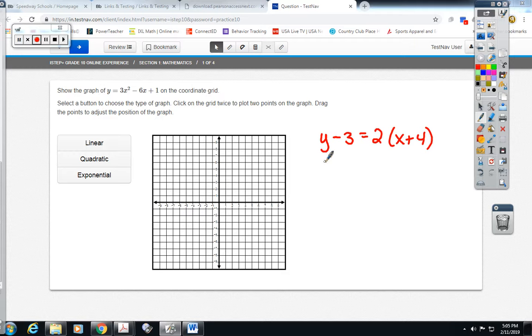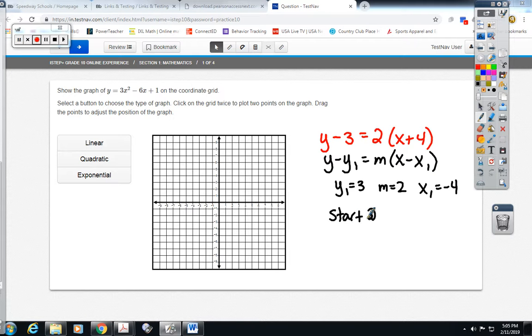So if we look, this is in the form y minus y1 equals m times x minus x1, which means y1 is 3, m is 2, x1 is negative 4. x1 and y1 always have the opposite signs of what's shown in the equation. Now what does that mean? Well, we're going to start at x1, y1, or negative 4, 3.